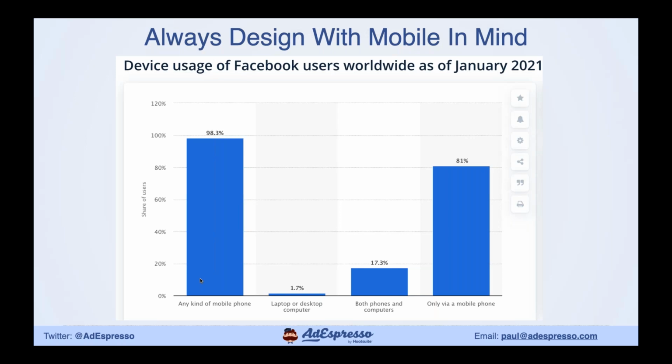Then about 17% use a hybrid mix. So the take-home message is that by far the most dominant device is going to be mobile. That's why we need to test, optimize and compose everything with mobile in mind.